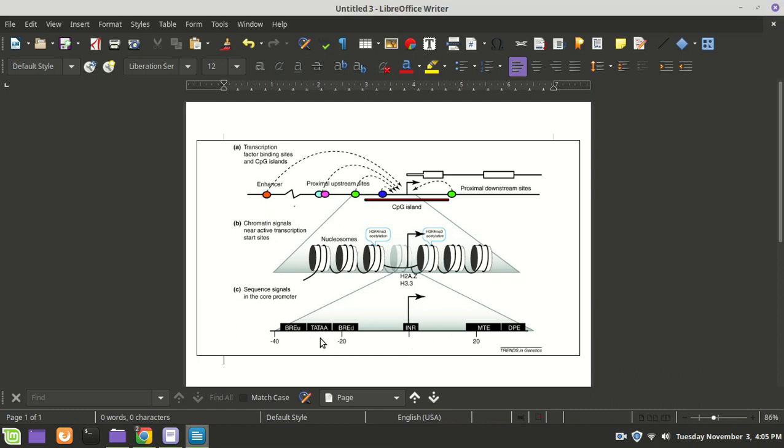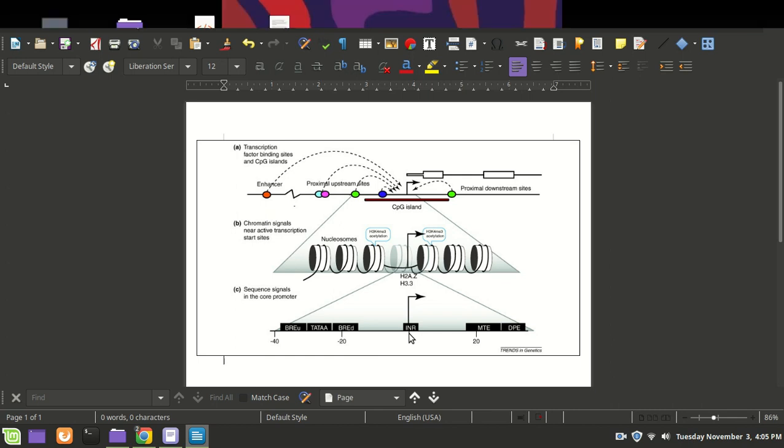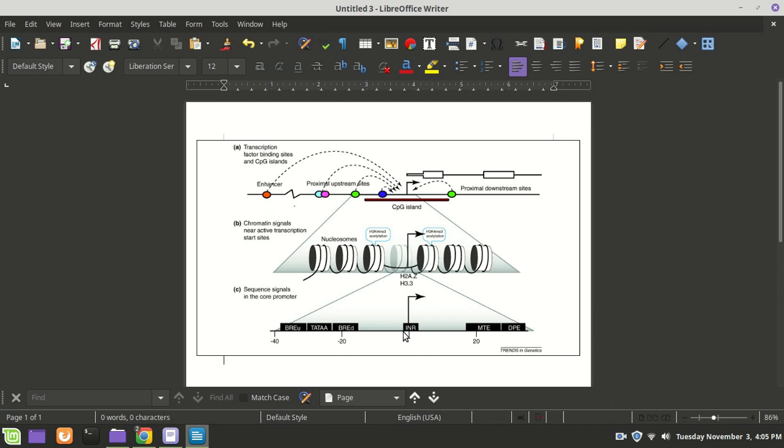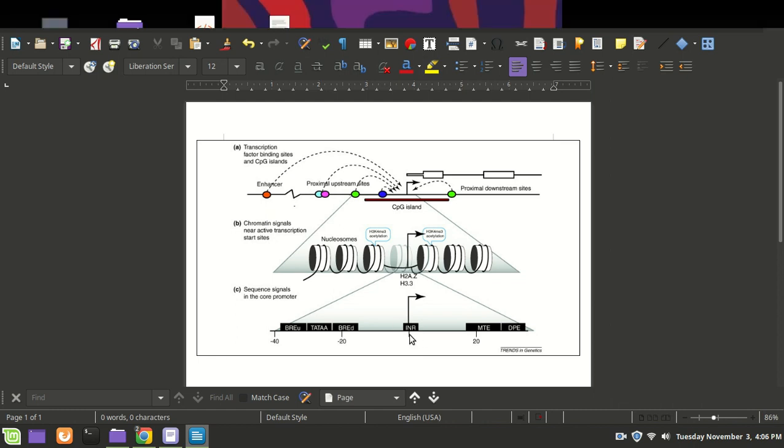And about -30 to -35, here you have your TATA box. So this would be where RNA polymerase binds, and it would start copying the DNA and making an RNA right in here. All right, and that's all good and fine. INR, initiation something, I forget exactly what INR stands for, is a region that can be identified. There are sequences and proteins can bind here, but this one happens to be right on the transcription start site.